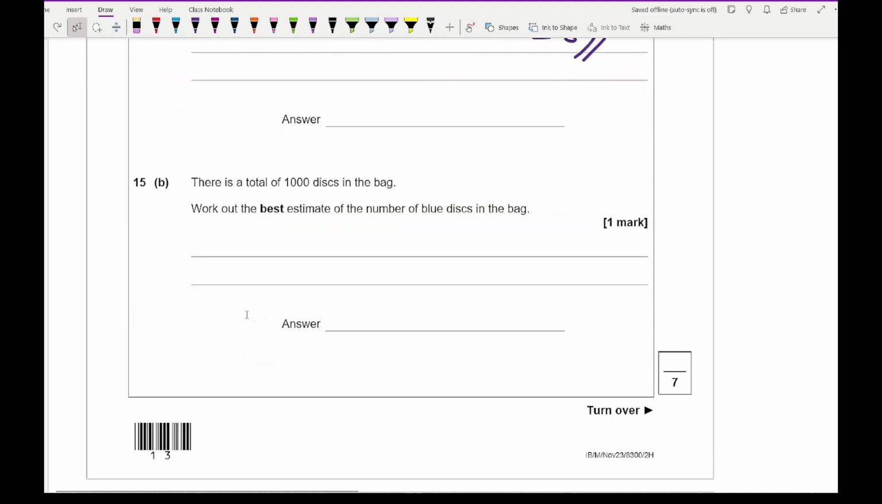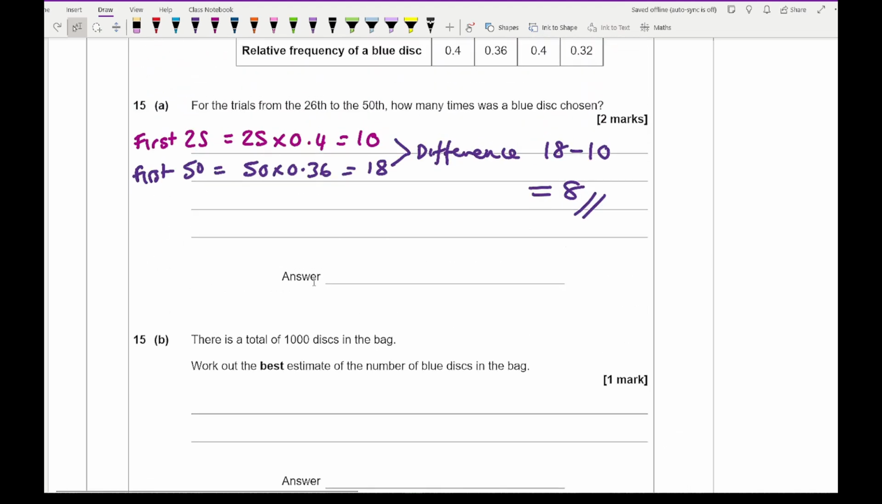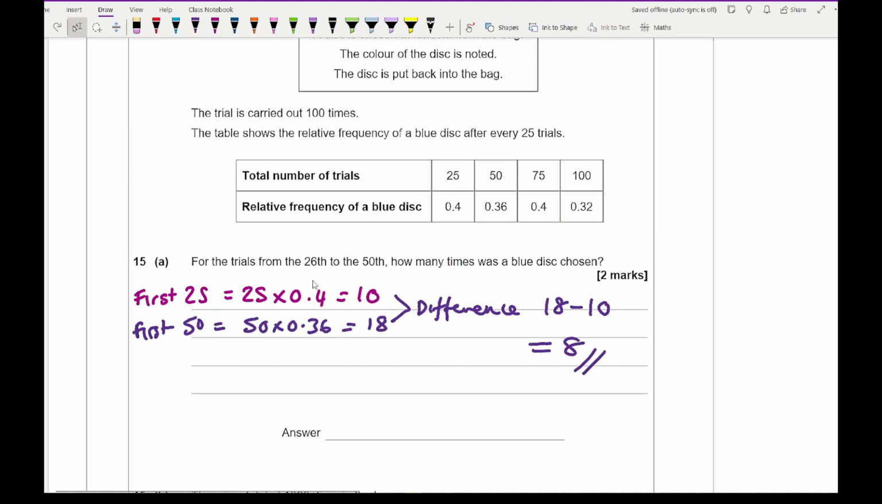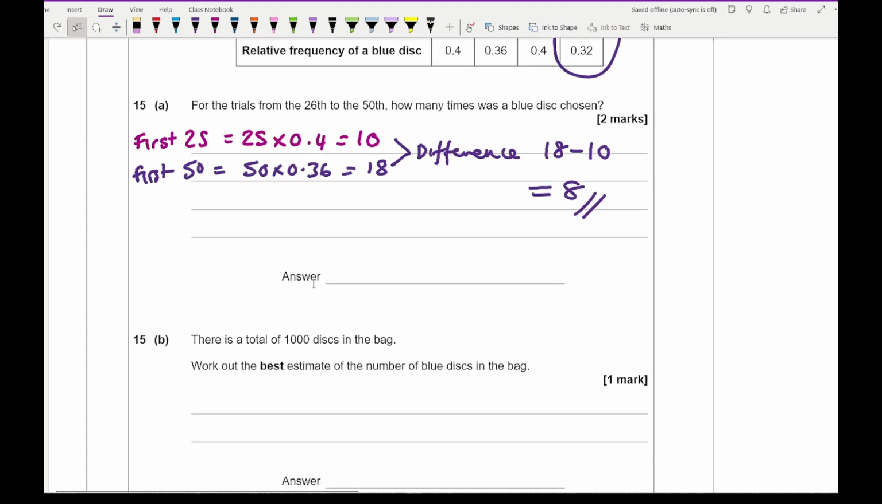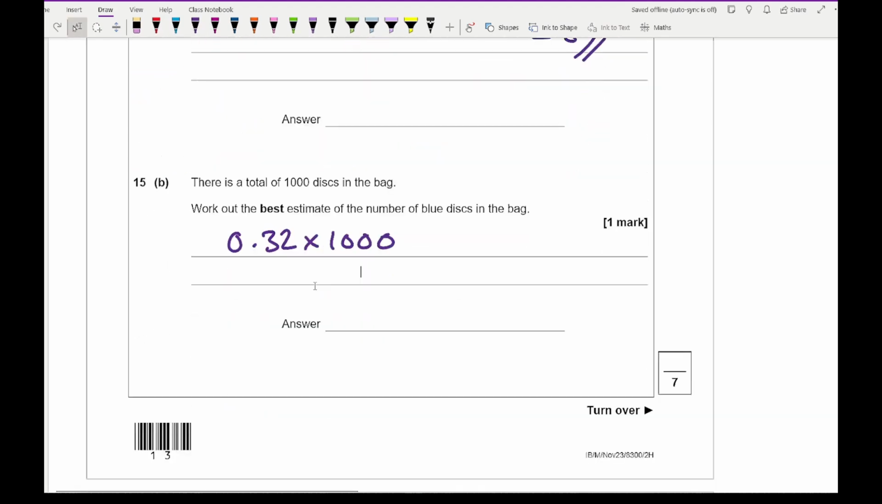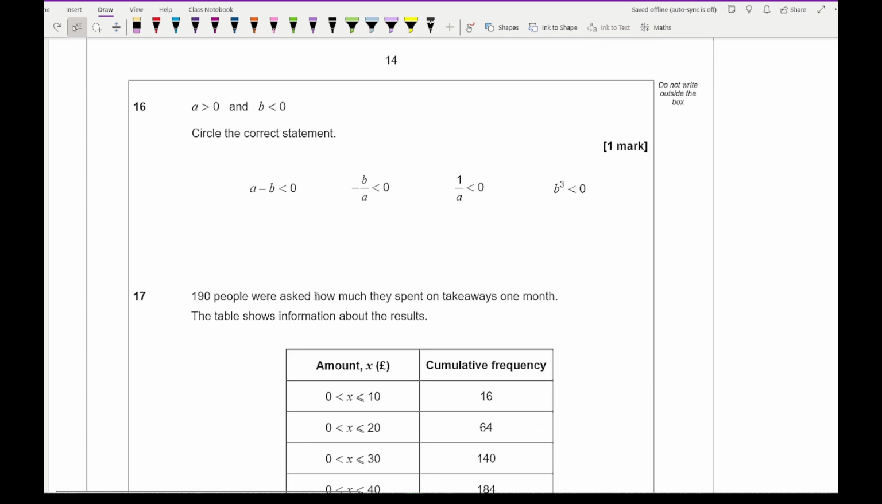Then it says there is a total of 1,000 discs in the bag. Work out the best estimate of the number of blue discs in the bag. Now for this, we need to use the most reliable set of data, and that's going to be the one where we've used the most number of trials. So the most accurate relative frequency is going to be 0.32. So all we need to do is 0.32 multiplied by 1,000, and that's going to give me the answer of 320.